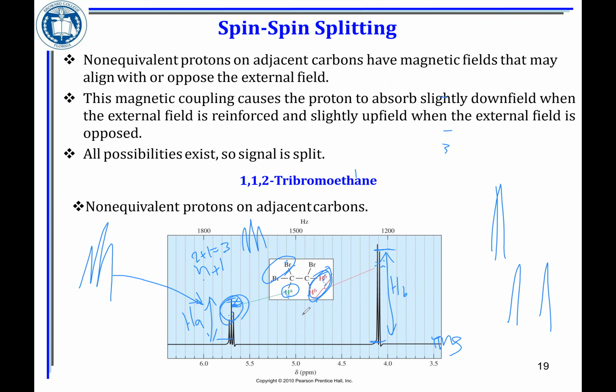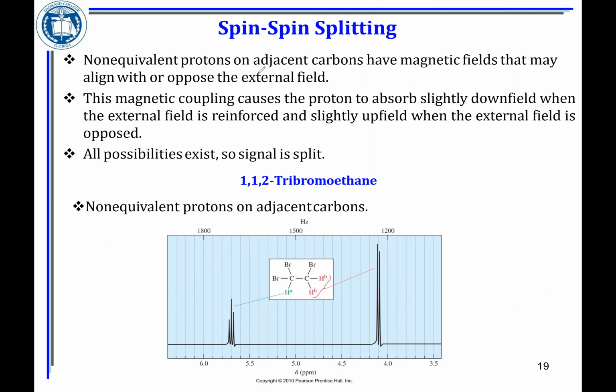Hydrogen B. These two do not split each other because they are on the same carbon and they are identical. But they are split by hydrogen A. Hydrogens B are split by hydrogen A. How many hydrogen A do you have? Just 1, so n equals 1. So 1 plus 1 is 2, so the peak is going to be a doublet. So it shows a splitting pattern. How many hydrogen do you have on the adjacent carbon?